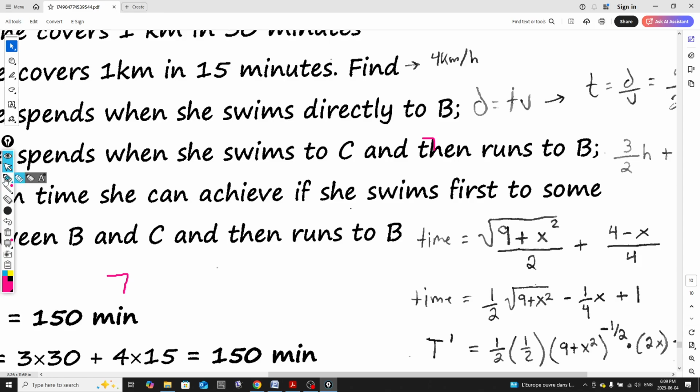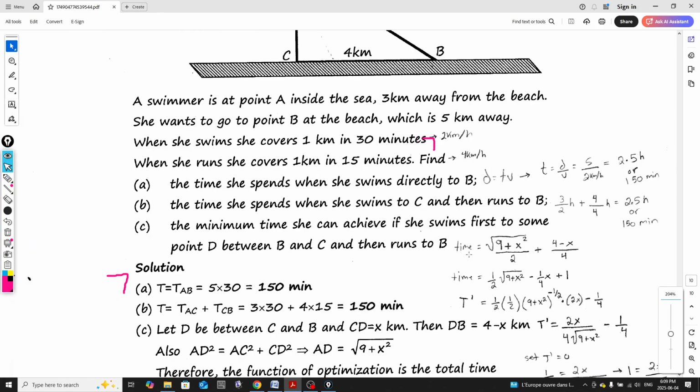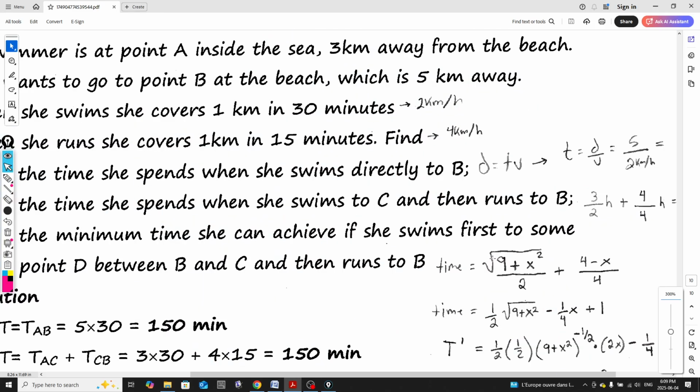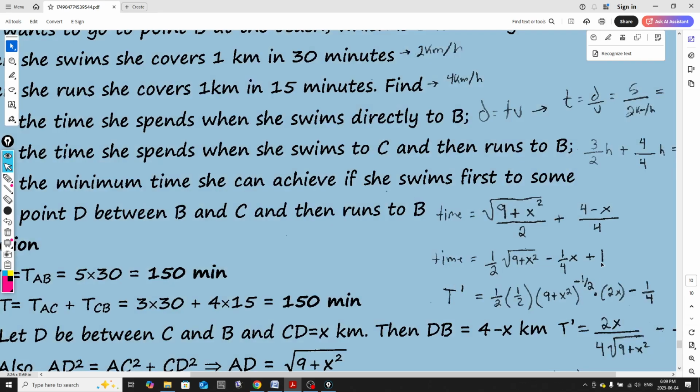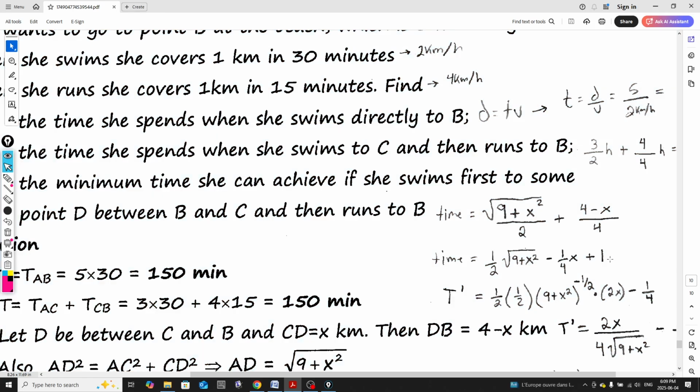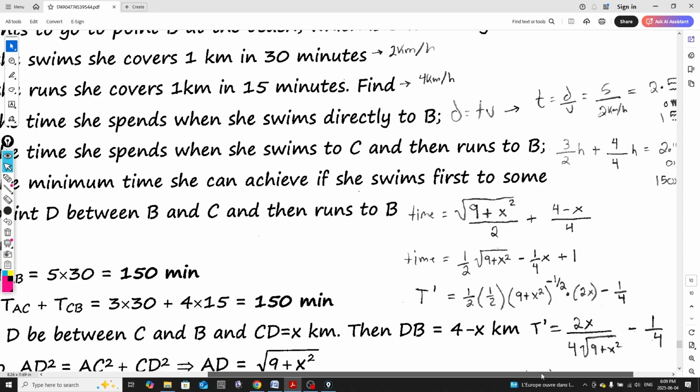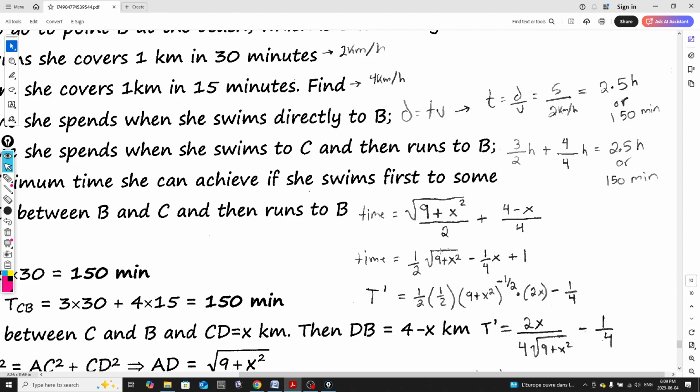For the sake of not taking too much longer here, essentially you're doing the same steps. What I did is I decided to simplify this a little bit, just getting it ready to differentiate. So 4 over 4 is just 1, minus x over 4 is minus 1/4 x. Now that it's set up like this, it's ready to differentiate. Mind you, don't forget you're going to have to use the chain rule on this one, because this is 9 plus x squared, all to the power of 1/2.